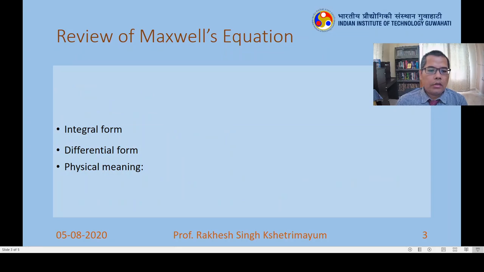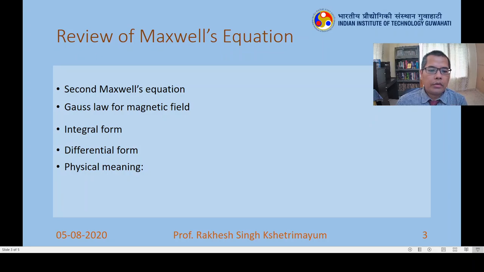Let's go to the second one. The second one has something to do with the magnetic field. We call it Gauss law for magnetic field. The integral form is ∮ B · dS = 0. B is magnetic flux density. When you integrate it over a closed surface, the integration with a circle here basically means that you are integrating it over a closed surface. When you integrate magnetic flux density over a closed surface, you get 0. That basically means that magnetic monopoles don't exist, and magnetic field lines are always continuous. Unlike the electric field lines, they don't have a starting and ending.